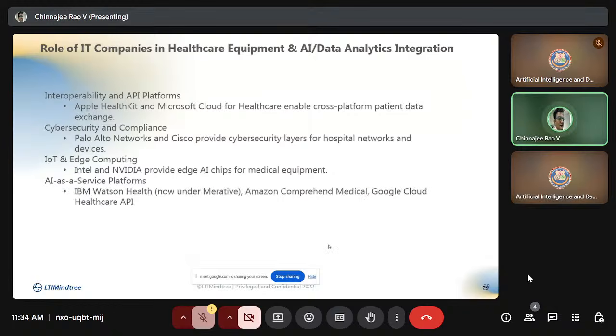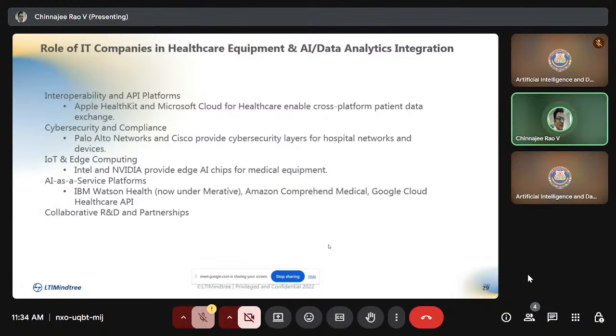Okay, so IBM Watson has been there for more than 10 years. It's a very old tool. Then Amazon has Comprehend Medical. Then Google has Healthcare APIs. So these are all pre-configured tools. You just have to purchase them and you can do your further R&D.